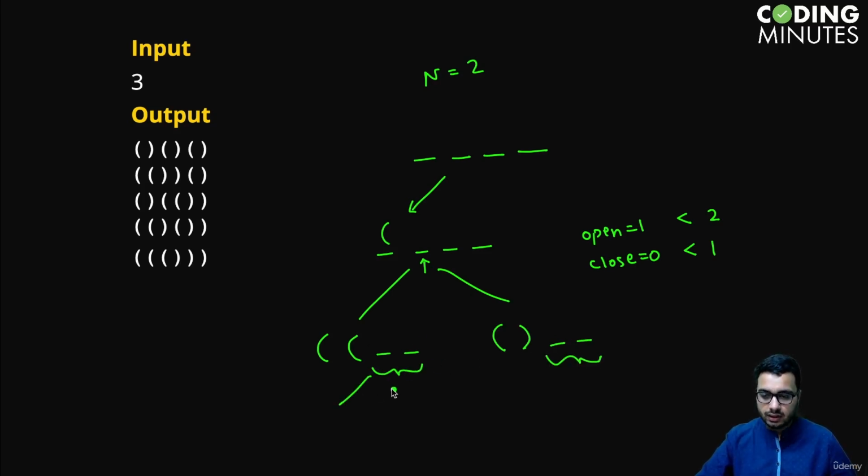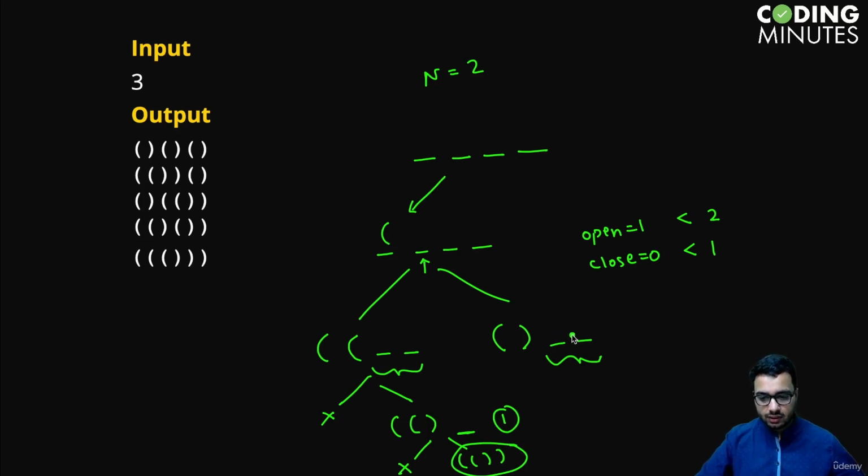So what we do here, can we put an opening bracket here? The answer is no. Can we put a closing bracket here? The answer is yes. So we put a closing bracket here. We come here. Can we put an opening bracket? The answer is no. Can we put a closing bracket? The answer is yes. So we get this one. Okay, so we get the first output.